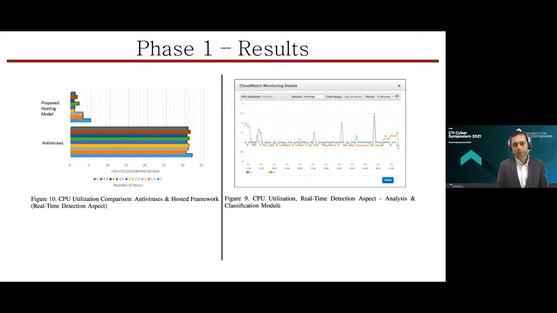This is the phase 1 I'm talking about. If you look at the right hand side diagram, the CPU utilization is going up to 2.5%. So it's consuming up to 2.5% of the CPU on the AWS host, still significantly less than what antiviruses consume when they are running on the host machine.